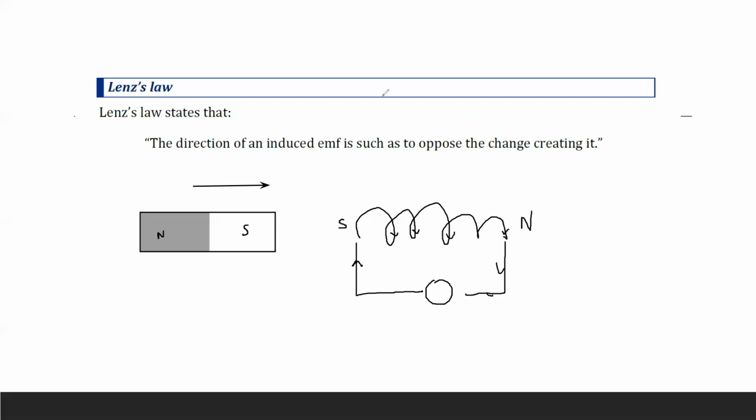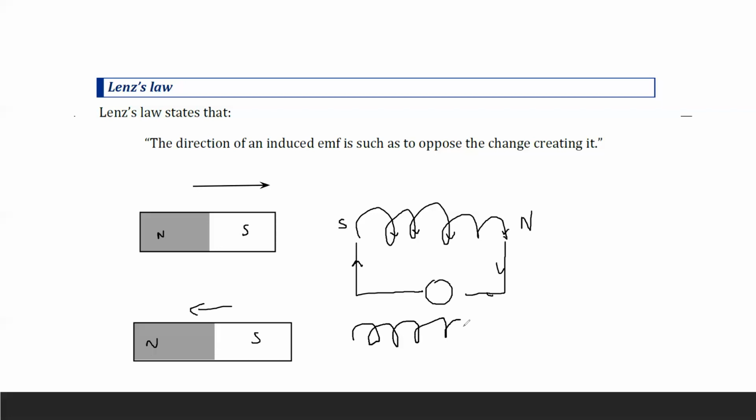but if the same magnet we move in the opposite direction, this is also producing a change in the magnetic field. As there is a change in magnetic field, EMF will be induced. But in which direction will the induced EMF occur? It will always try to oppose the change. How will it oppose the change?